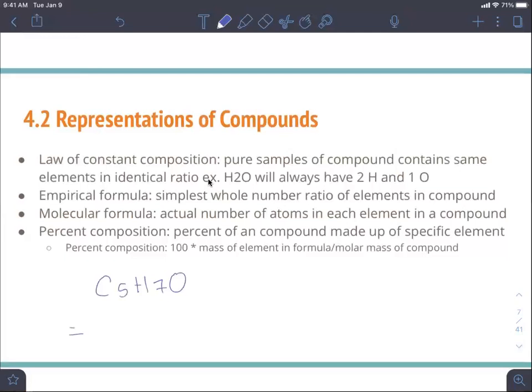So the molecular formula could be something like C10H14O2. This is important because although the empirical formula is useful for ratios and for simple calculations, the molecular formula is what we actually need to do reactions. And it's especially important in organic chemistry because you can't just simplify elements down to their smallest size, because then they're no longer the same element.